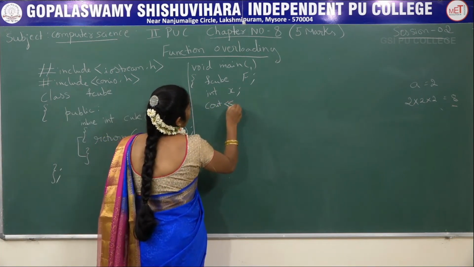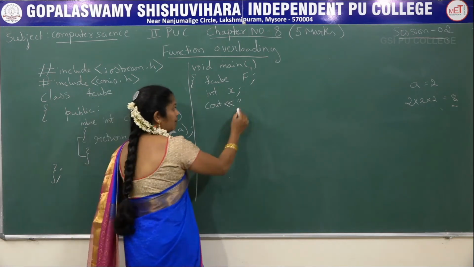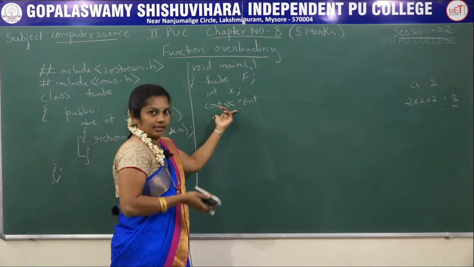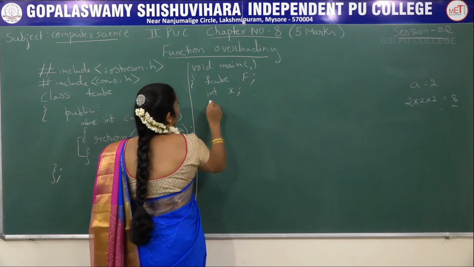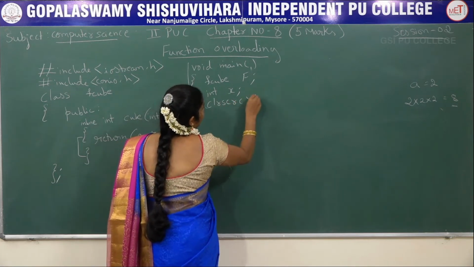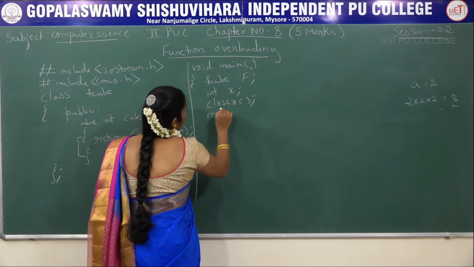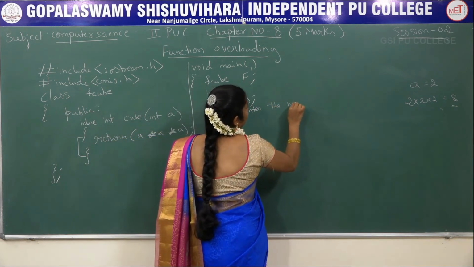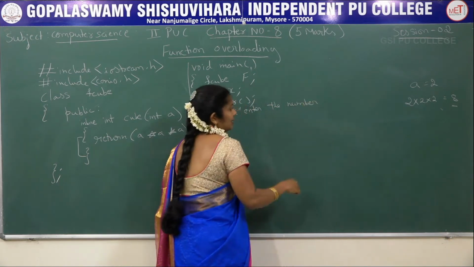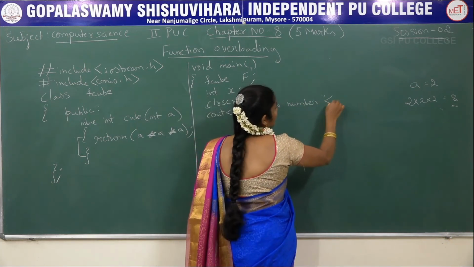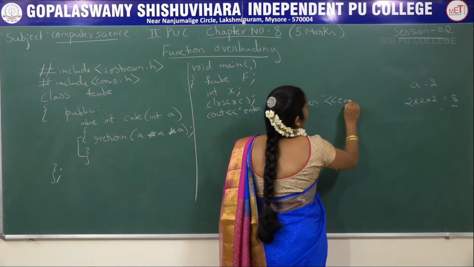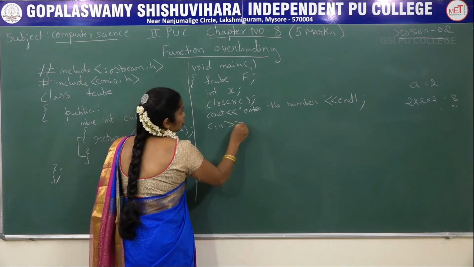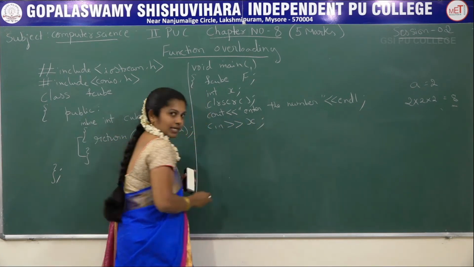Cout, enter the value. Inside the double quotes I am going to write enter. Before this, if you want the screen to be cleared, then write clear screen, clrscr. Then cout, enter the number. To move the cursor to the next line you can write \n, otherwise endl also you can write. Okay, next cin, extraction operator, x is the value which I am inputting here.